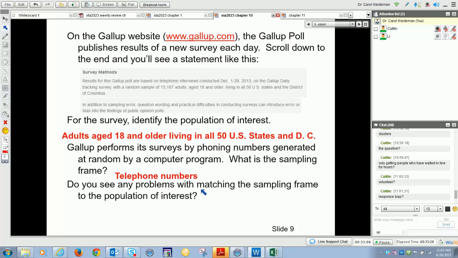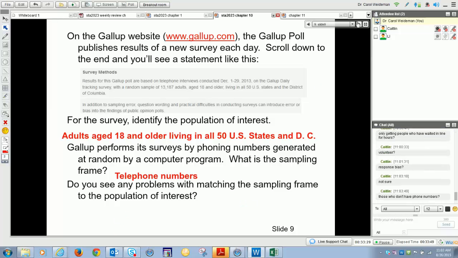Do you see any problems with matching the sampling frame to the population of interest? Here's my population of interest. Here's my sampling frame. It's a randomly generated list of phone numbers. What do you think? Is there any mismatch there? Remember we said before, a bad sampling frame can give us a bias in the study. So do we see any problems with this?